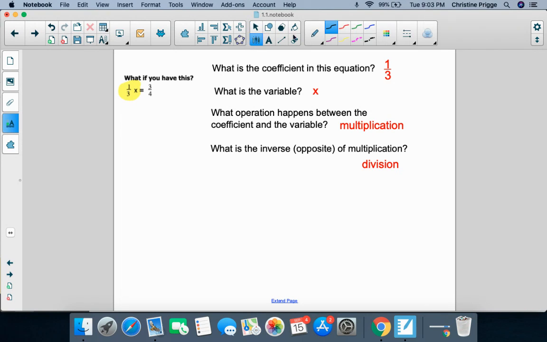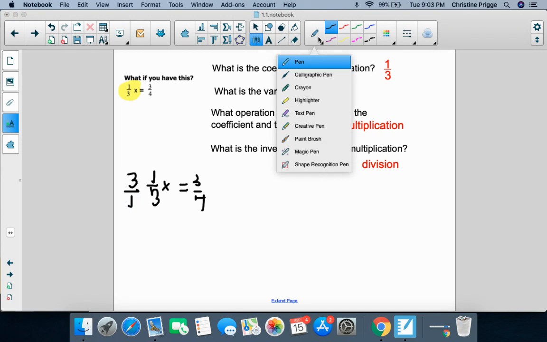So let's try to solve this. If I have 1/3 x equals 3/4, I need to divide both sides by 1/3. Well, that's kind of complicated. That brings in the keep, change, flip. But what if I instead just flipped the 1/3 and multiplied both sides by the reciprocal of 1/3, which is 3/1?